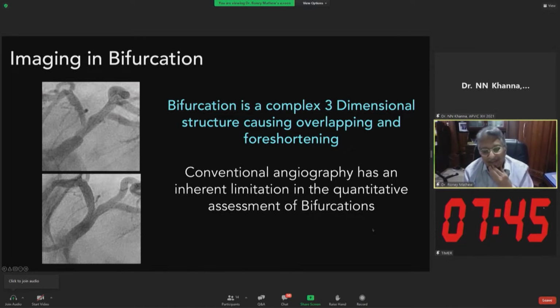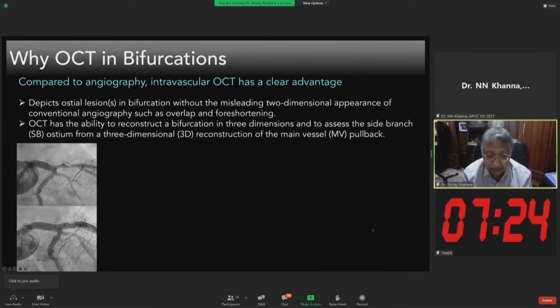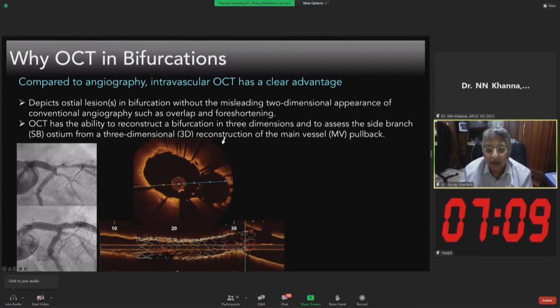So why do we need imaging, first of all? I think it's important to understand that bifurcation is a complex three-dimensional structure where there's a lot of overlapping and foreshortening in angiography. Therefore, there are inherent limitations in the quantitative assessment. And why OCT? Because intravascular OCT has a clear advantage because it depicts the osteal lesion in a bifurcation without the misleading 2D appearance. And as you see here, you see the ostium very clearly without an overlap compared to the conventional angiogram.